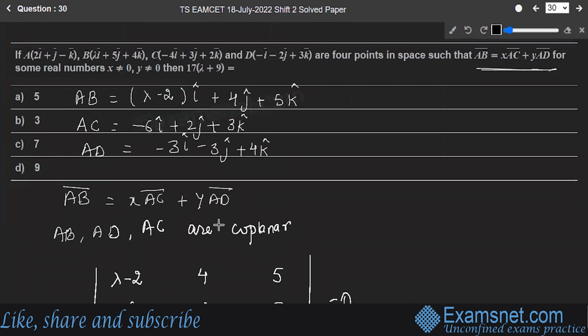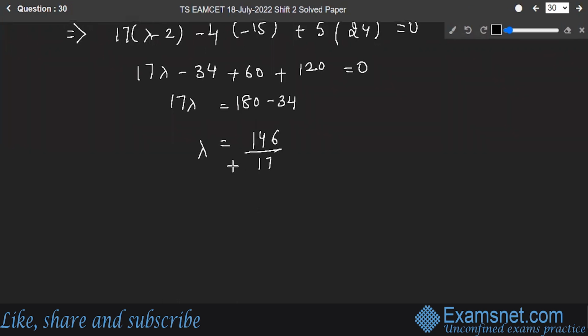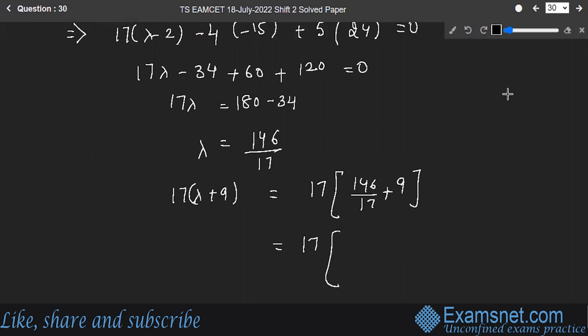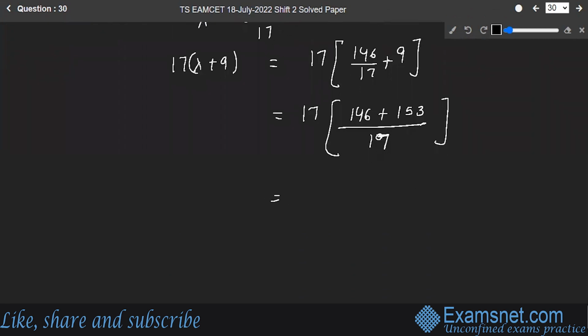What we had to find out? 17 lambda plus 9. Okay, 17 lambda plus 9. So this is equal to 17 into lambda plus 9. So 17 into 146, not 146, sorry. 17 nines are 153. This is equal to 153 upon 17. So this will cancel.